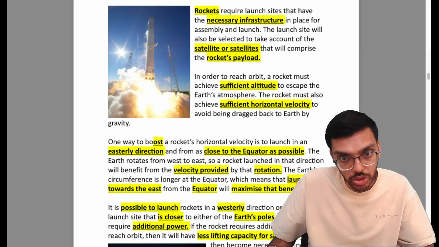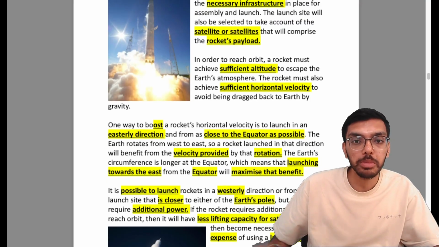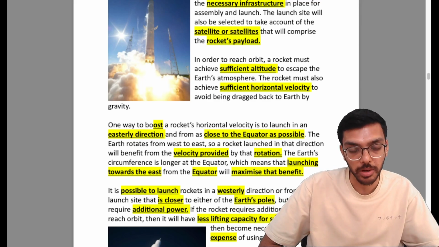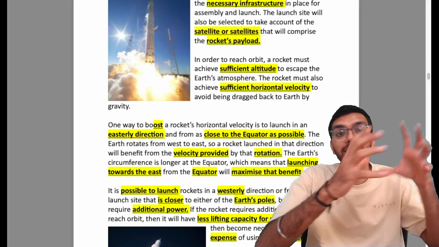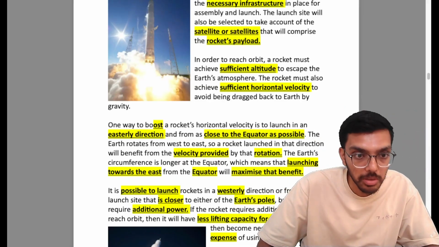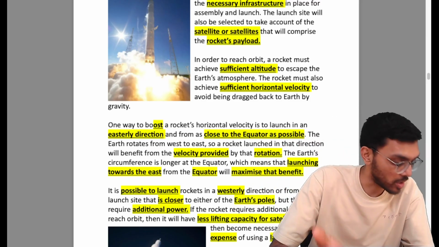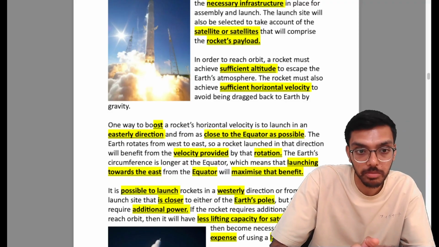In order to reach orbit, a rocket must achieve sufficient altitude to escape the Earth's atmosphere. The rocket must also achieve sufficient horizontal velocity to avoid being dragged back to Earth by gravity. So the entire process of launching a rocket will be very important.